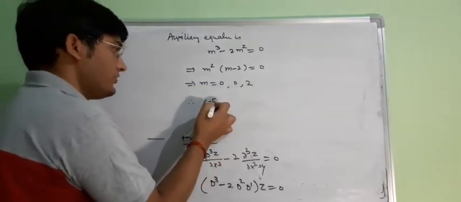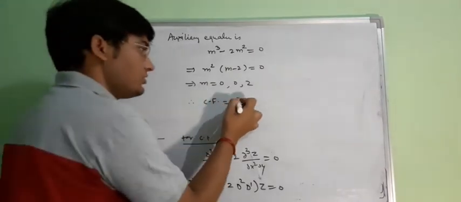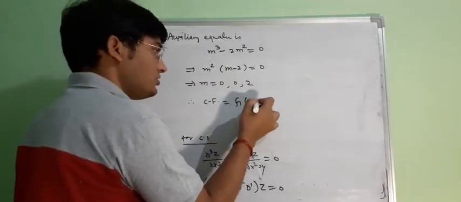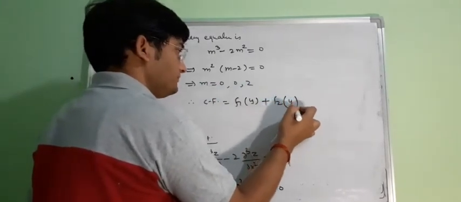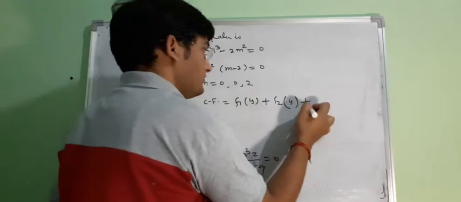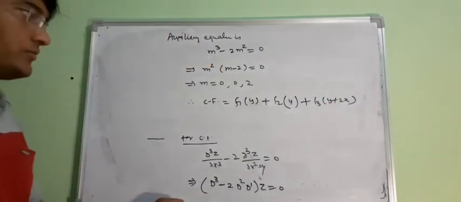Therefore our complementary function is equal to, we have 3 distinct roots, so the solution will be f1 of (y plus mx), m is 0. Then we will have f2 of (y plus mx), m is 0. Then we will have f3 of (y plus mx), m is 2. So this will be your complementary function.